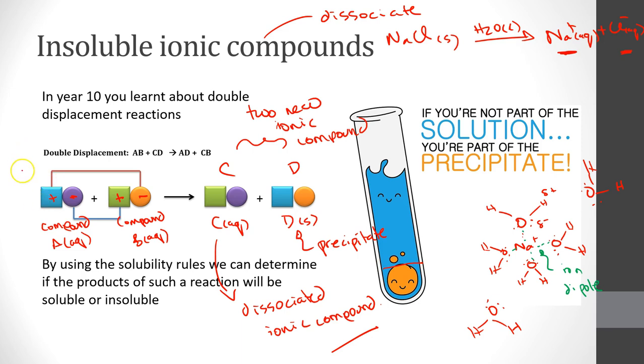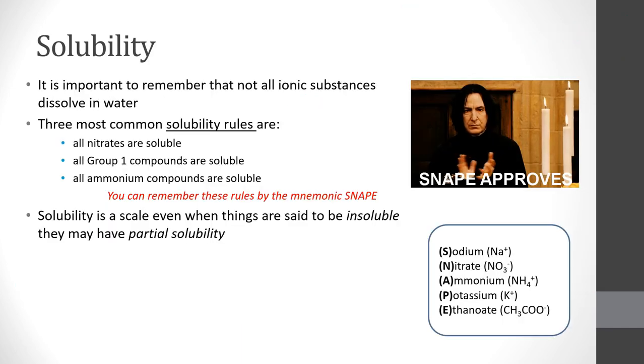So the solubility rules that we looked at briefly in Year 10 are how we can determine if the products of such a reaction will be soluble or insoluble. There are a series of rules that tell us whether or not the new compounds would be soluble. As I mentioned, these solubility rules are not ones that you are going to be given in Year 11. They're not in your data booklet, so you actually have to remember them. You need to memorize them.